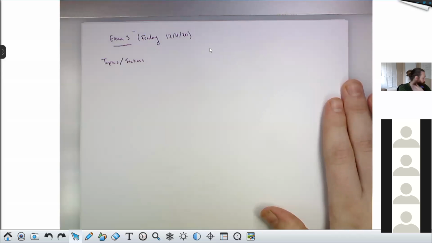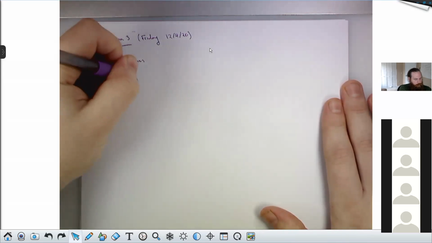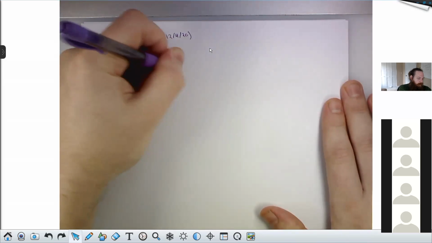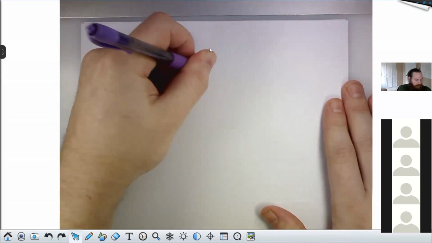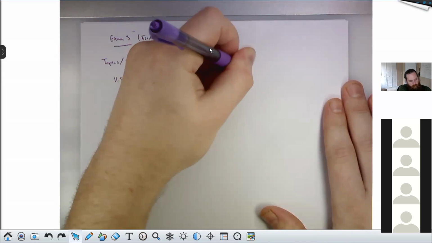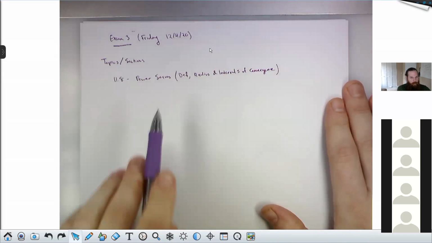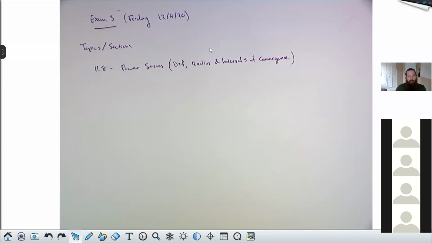So the sections covered are 11.8, which was the Intro to Power series. So this is like the definition, the radius and interval of convergence. So I could ask you for the radius or interval of convergence of a power series, or I could give you some of those tricky problems where I say this power series converges when you plug in 5. Can you tell me if it converges when I plug in -3? That sort of thing.